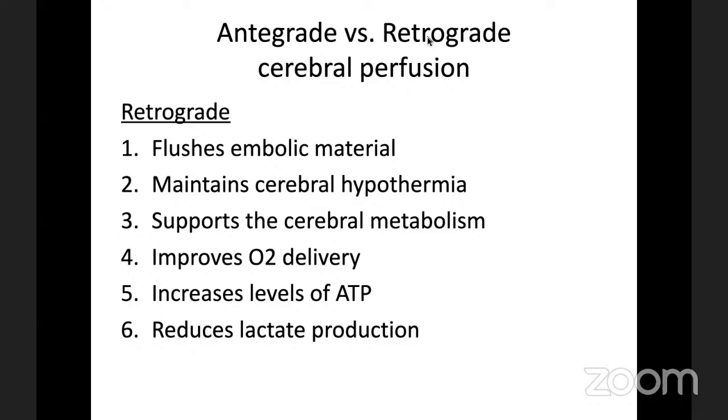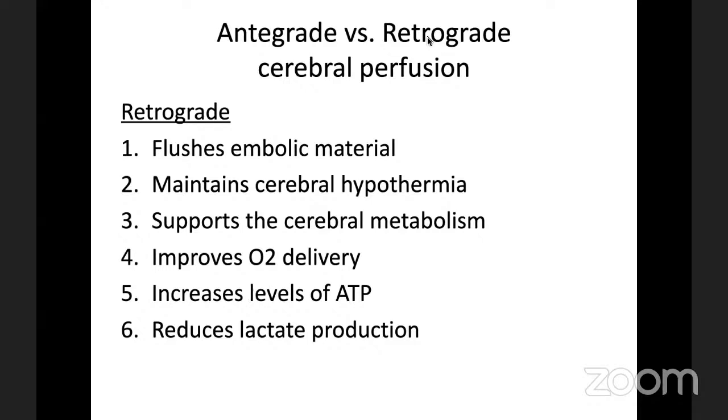Moving to brain protection. For brain protection during deep hypothermia, there are two strategies: antegrade and retrograde. We're going to start with the retrograde one. Retrograde has benefits, as does antegrade, and some are recommending this, some are recommending that. So let's start with the retrograde one.